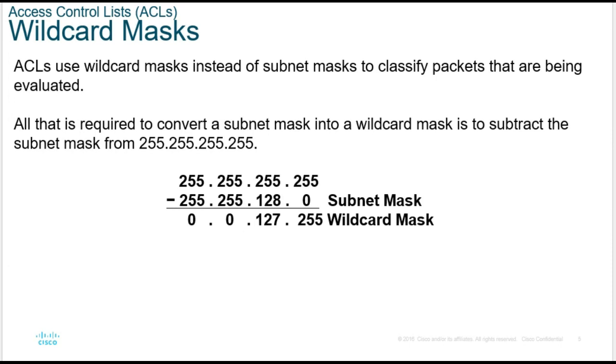Untuk kita letak condition dalam ACL, kita akan gunakan wildcard mask compared to subnet mask untuk destination network. So wildcard mask adalah simple. It is basically the inverse of the subnet mask. So kita boleh gunakan konsep pengiraan subtract kita punya subnet mask daripada 255.255.255.255 untuk kita dapatkan wildcard mask.